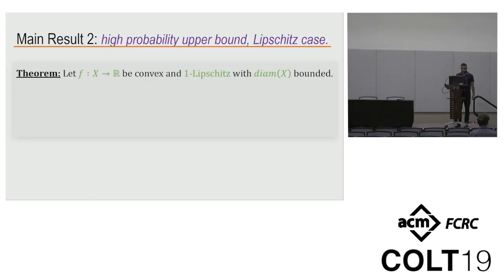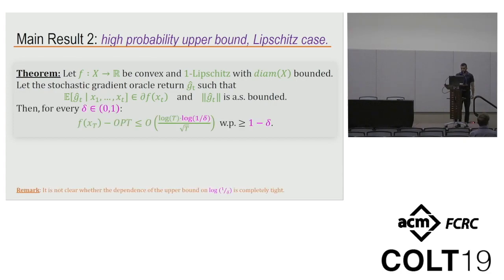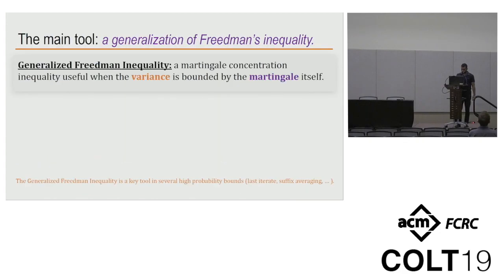So it turns out that this log T over square root T rate does hold with arbitrarily high probability. More formally, if you suppose that you have a convex one-Lipschitz function, and you run gradient descent with a valid subgradient oracle, then your error at iteration capital T will be log T over square root T with arbitrarily high probability. So the proof of this result uses a generalization of Freedman's inequality, which we develop in our paper. So we call this the generalized Freedman inequality, which is a martingale concentration bound, which is useful when the total conditional variance, or the square function of your martingale, is bounded by the original martingale itself.